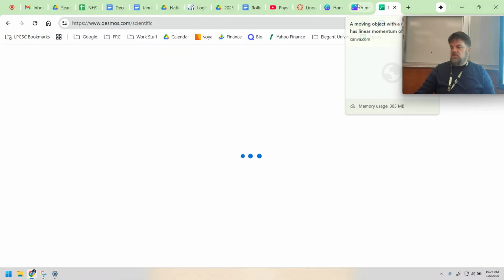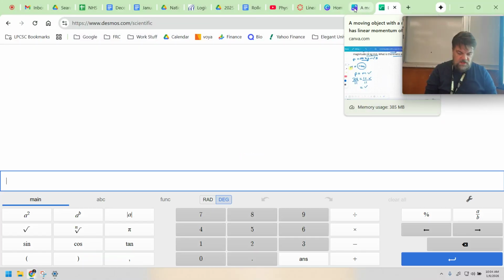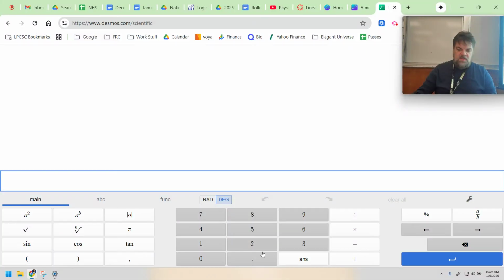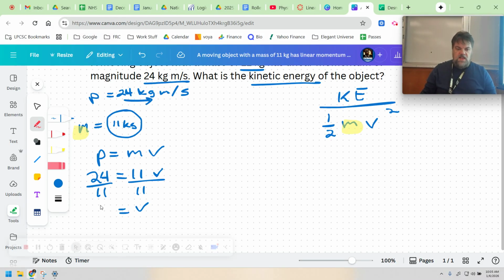And of course this is very slow. I might have to get my handheld calculator for this one. So 24 divided by 11, let's see how this works. So I get 2.18 repeating. So we'll just round that to about 2.18. So my velocity then is about 2.18 meters per second.